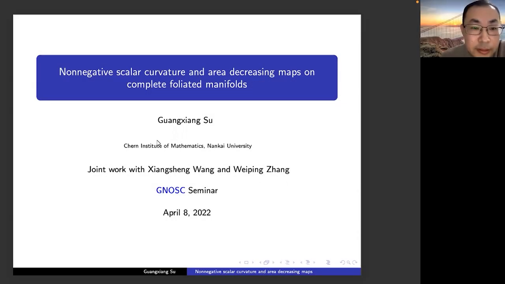My title is Nonnegative Scalar Curvature and Area Decreasing Maps on Complete Foliated Manifolds. This is joint work with Xiangsheng Wang and Weiping Zhang.